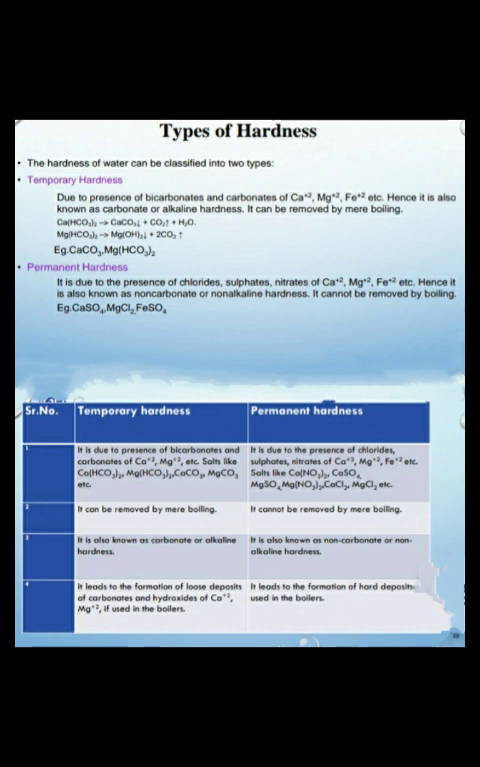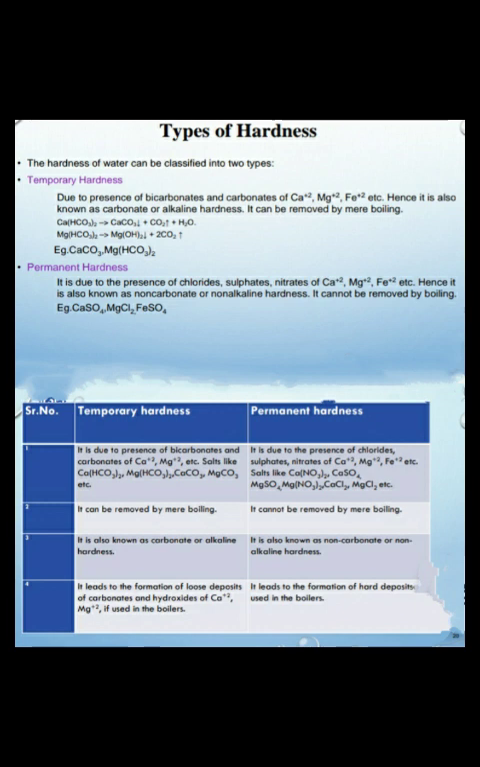So first, what is temporary hardness? In distinguishing points, you have to first define what is temporary hardness and what is permanent hardness. Temporary hardness is the hardness which is caused due to the presence of bicarbonates and carbonates of calcium and magnesium. And what is permanent hardness then? Permanent hardness is the hardness which is caused due to the presence of chlorides, sulfates and nitrates of calcium, magnesium and ferrous.